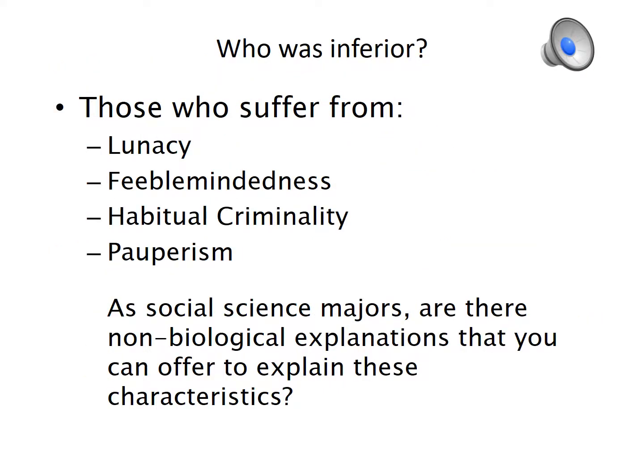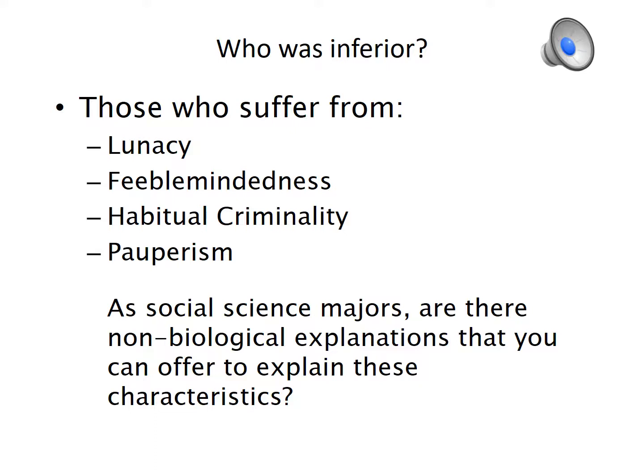So of course no one wants to be inferior, but how would you know if you were? It could be if you were someone who was suffering from lunacy, which we might now think of as a kind of mental health condition. From feeble-mindedness, that is, not being as smart as you could be considered that way. From habitual criminality, being a criminal, or pauperism, being poor. All of those things were considered to be biological in nature rather than social, and that if you could eliminate those people from the population, we could get rid of those conditions altogether.